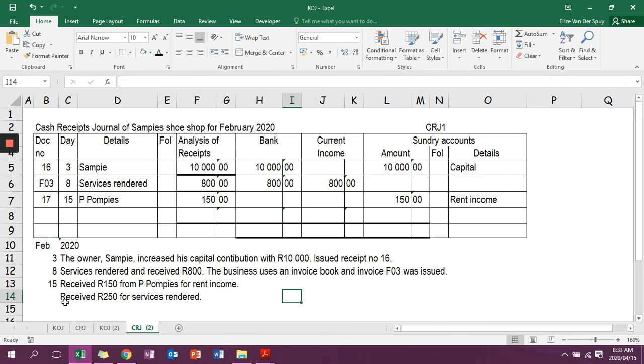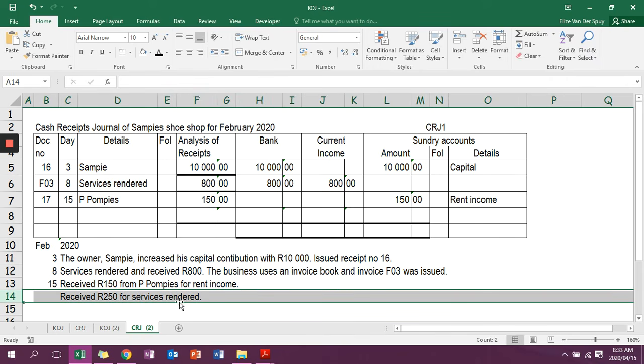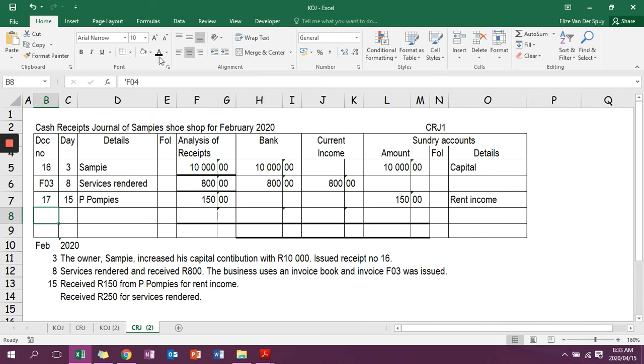Also on the 15th, we received 250 Rand for services rendered. All right. So services rendered is an invoice. So the previous invoice was F03, so now we're going to have F04. We do not have to write the date again. So we have services rendered. We received 250 Rand. Now it's all the money for the day. So 150 plus 250. We draw a line and together to the bank, we're going to take 400 Rand.